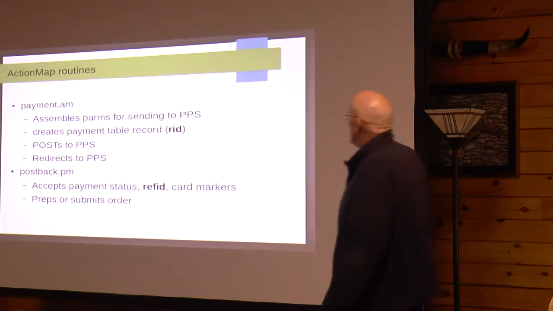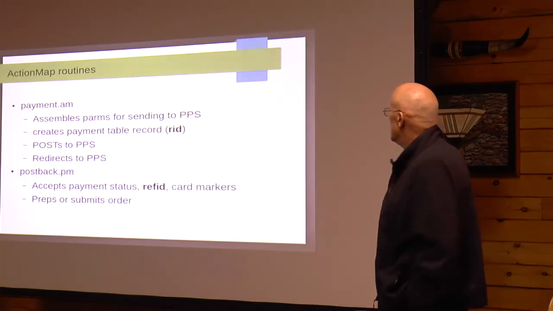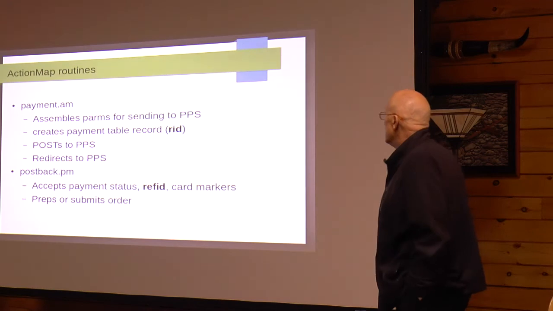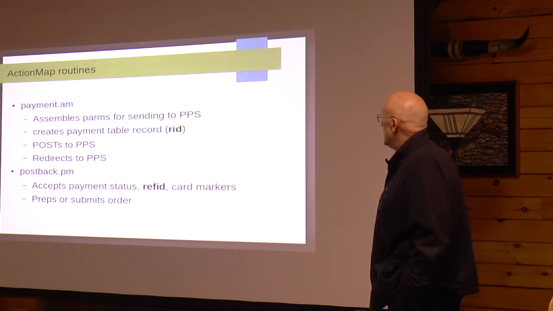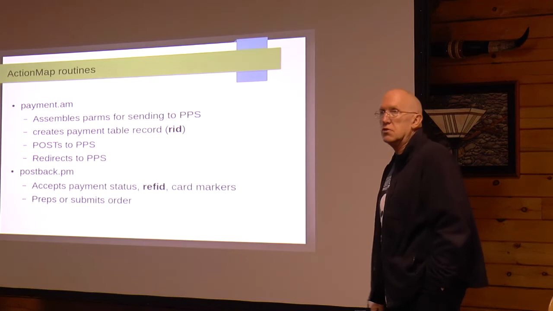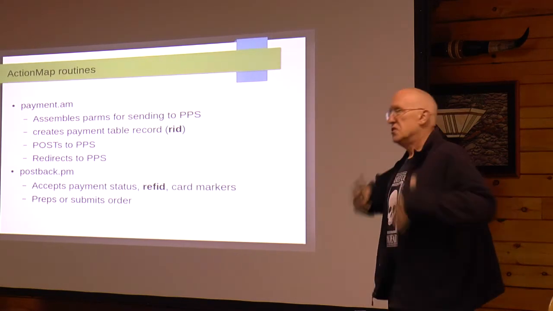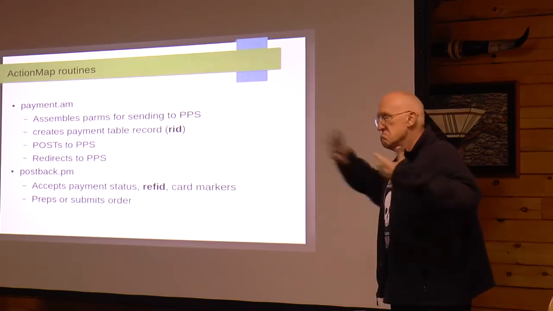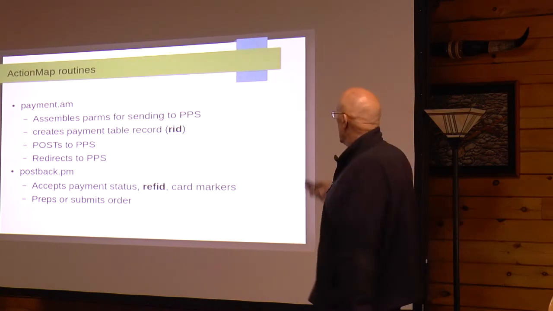And the action map routines that live on the Interchange side: basically payment.am assembles the parameters for sending to the payment server, creates the payment table record, the reference ID. It posts to the payment server, and it redirects to the payment server. Very simple. It's the same every time. Very, very simple.